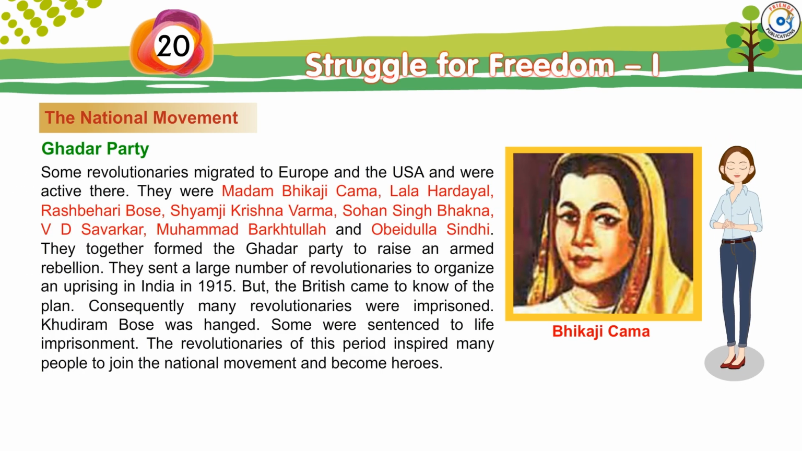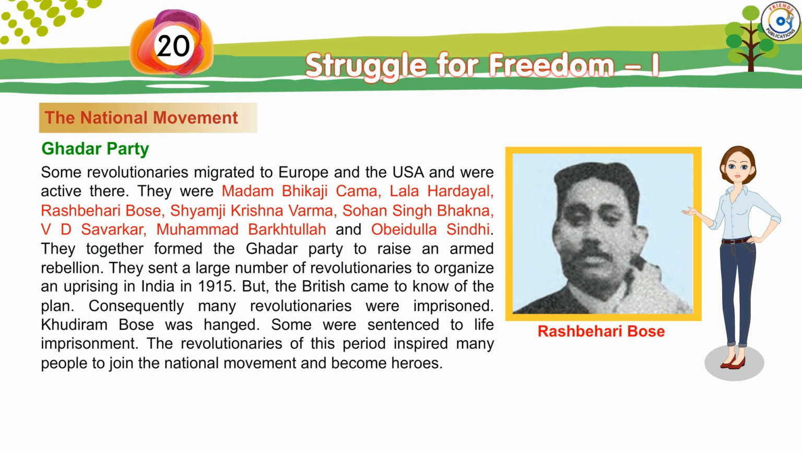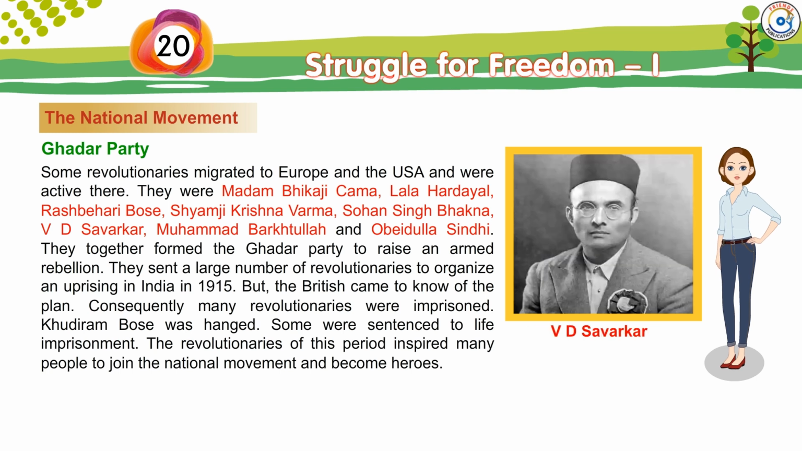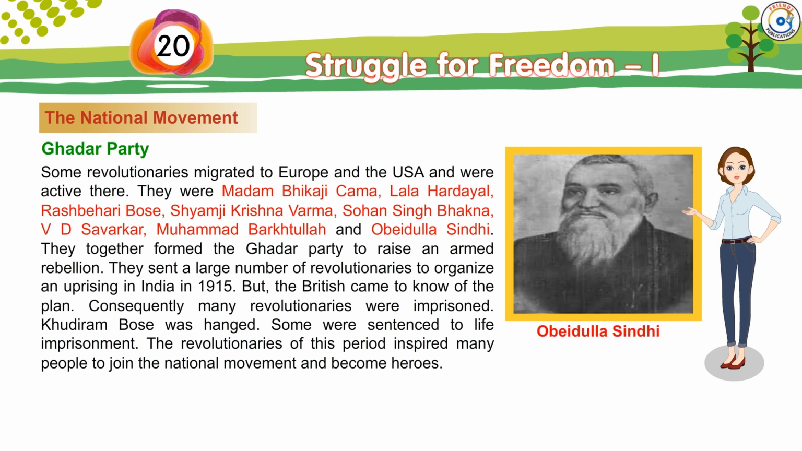Ghadar Party. Some revolutionaries migrated to Europe and the USA and were active there. They were Madam Bhikhaji Kama, Lala Hardayal, Ras Bihari Bose, Shyamji Krishna Verma, Sohan Singh Bakhna, V.D. Savarkar, Muhammad Barkhutullah, and Obidullah Sindhi. They together formed the Ghadar Party to raise an armed rebellion.